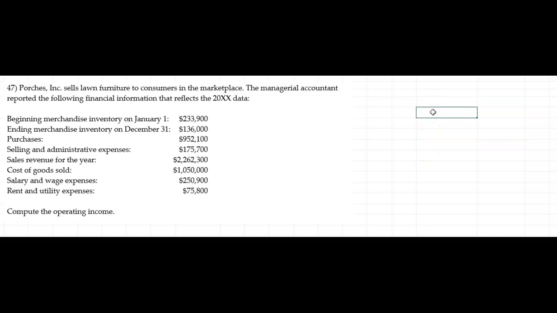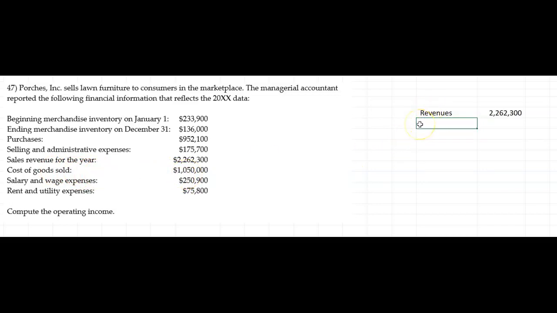Alrighty. So first of all, we're going to start out with revenues. Sales revenue for the year, 22, 62, 300. Cost of goods sold would have been beginning inventory plus purchases minus ending inventory, and then they gave us cost of goods sold of 1050. So we can just use the cost of goods sold here.